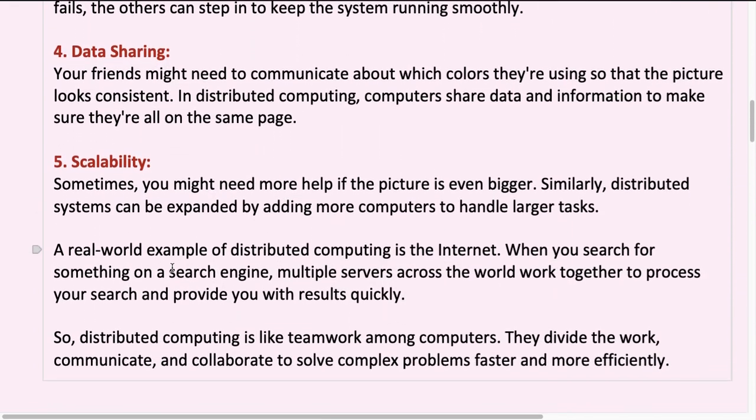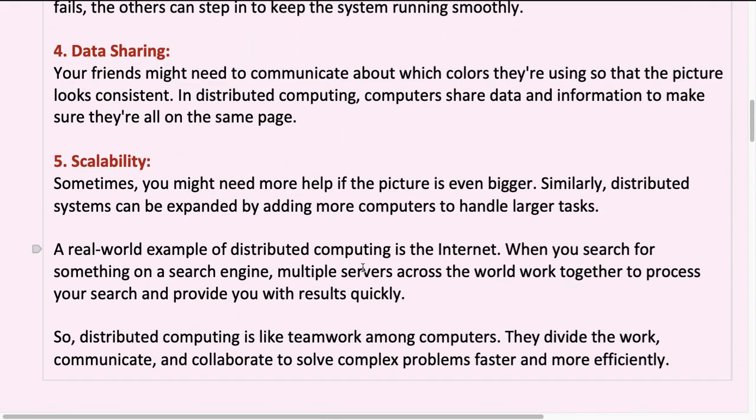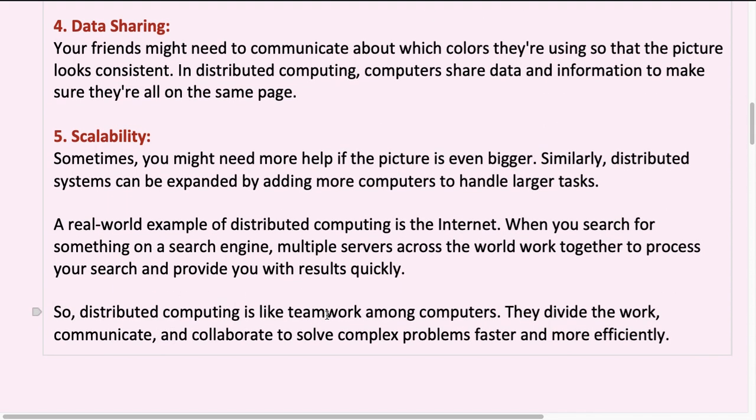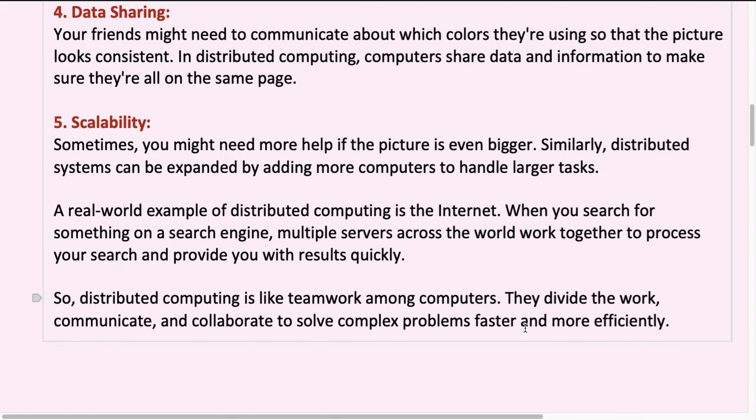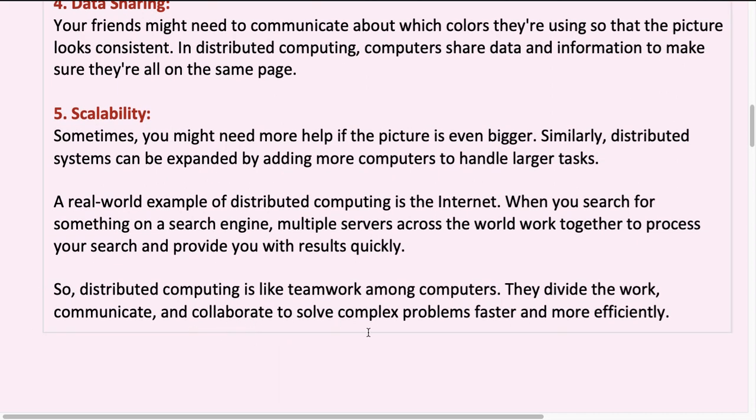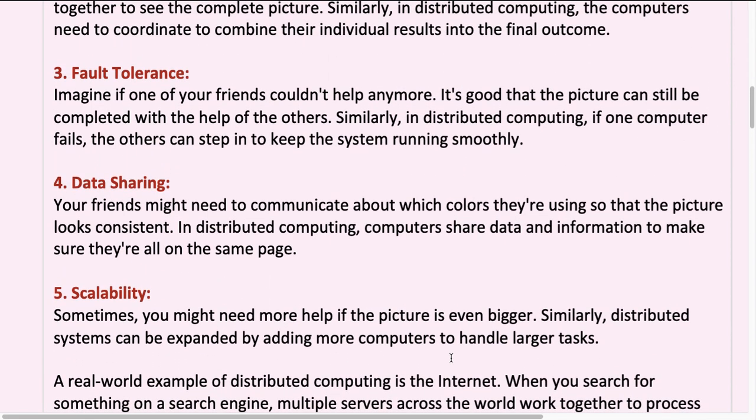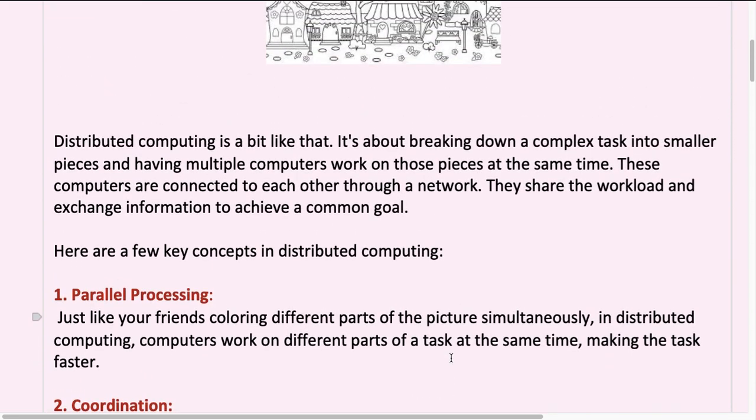A real world example of distributed computing is the internet. When we search for something on a search engine, multiple servers across the world work together to process our search and provide us with a result quickly. So in simple words, distributed computing is like teamwork among computers. They divide the work, communicate, and collaborate to solve a complex problem faster and more efficiently. So this is all about the distributed computing system.